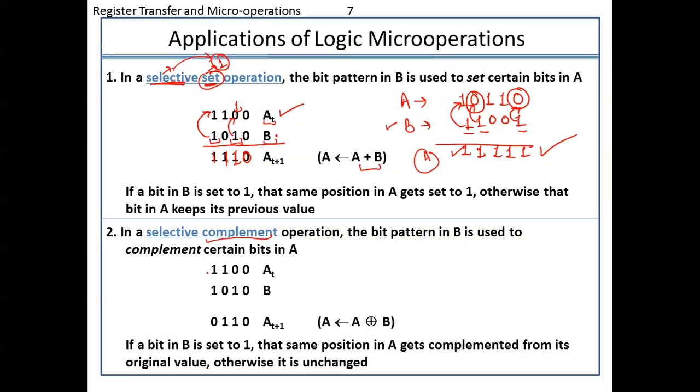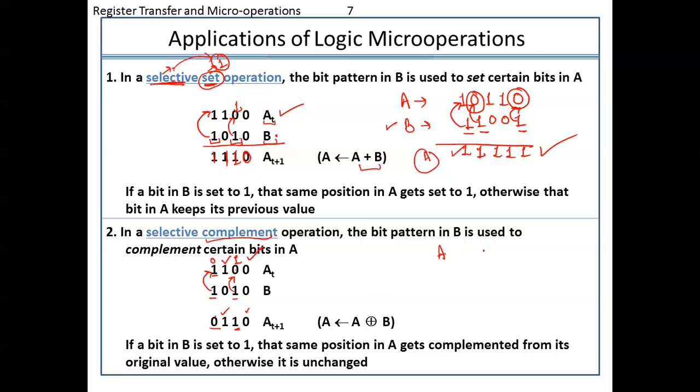Okay, so here is the example. In the B register, I need to look for the values of B where B is equal to 1. The corresponding bits of A, I need to complement them like this. So this 1 will be complemented to 0, and this 0 will be complemented to 1, and these two values, 1 and 0, will remain unchanged here. So this is what selective complement means.